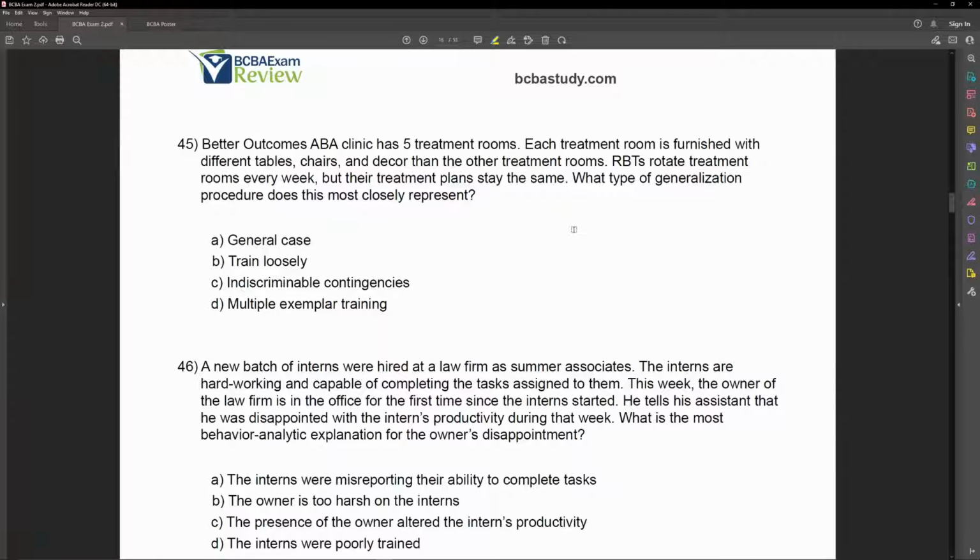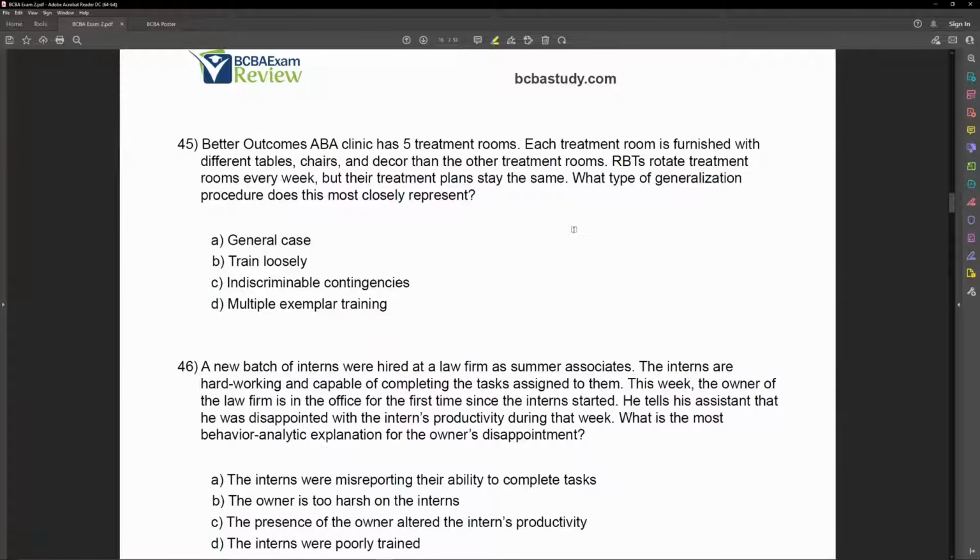All this clinic is doing is changing the color of the furniture and the chairs and the decor. That is nowhere near a general case analysis, right? It is nowhere near identifying all the possible variables and scenarios in a situation. So A is out. B, train loosely. So let's talk about train loosely versus multiple exemplar training.